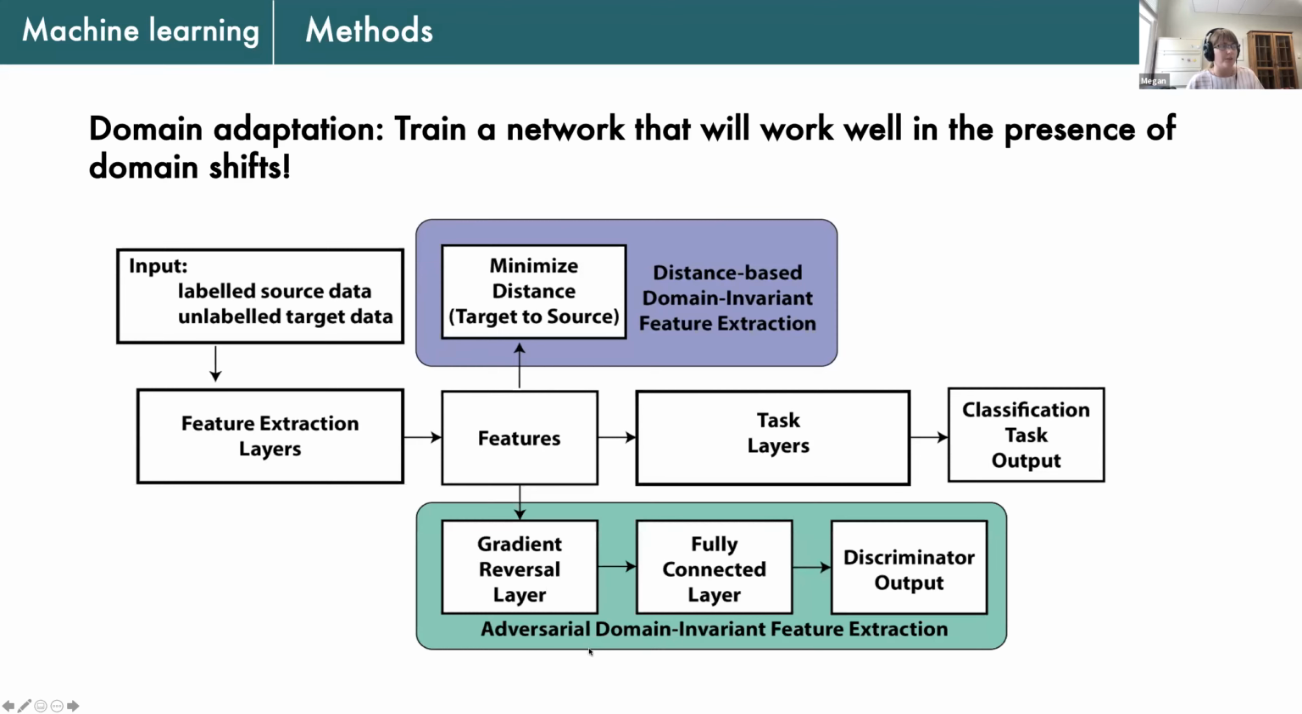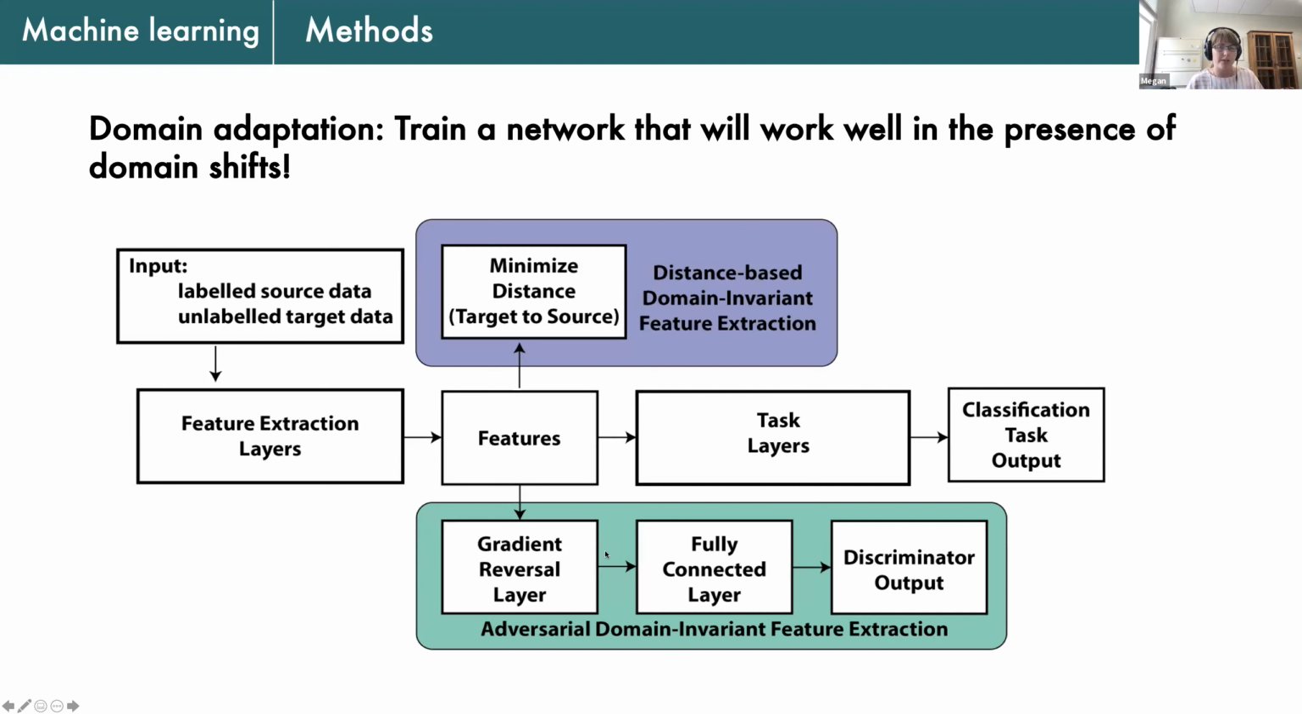We could also use what's called adversarial domain invariant feature extraction. Here, yet again, the goal is to extract features that don't differ between our source and target data sets. But we do this in a slightly different way. We have what's called a discriminator here. This is just another network that tries to predict whether an observation is from the source or training data or our empirical data.